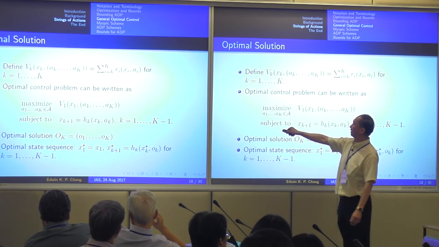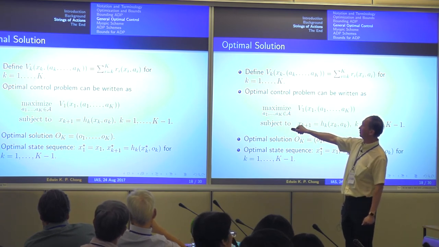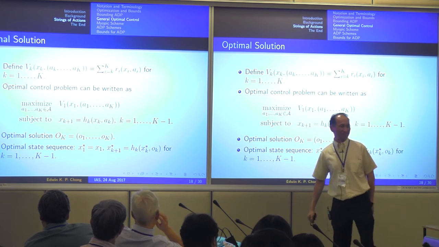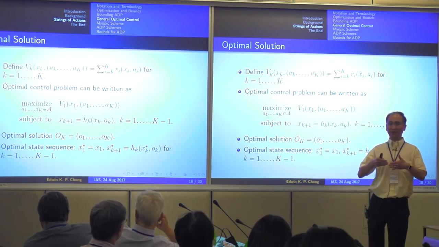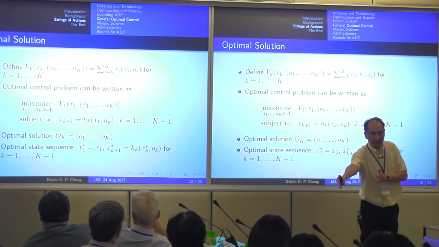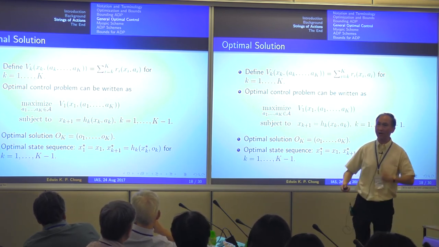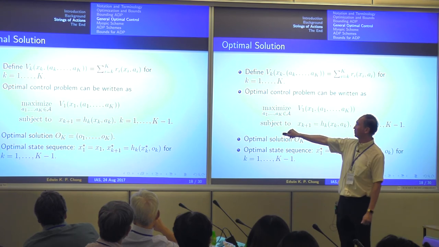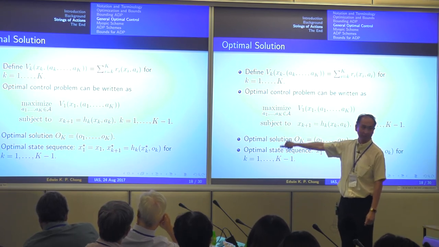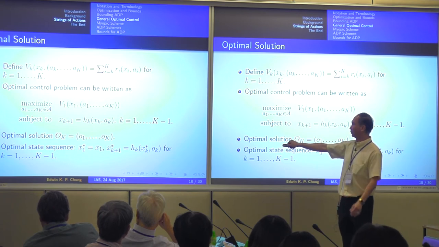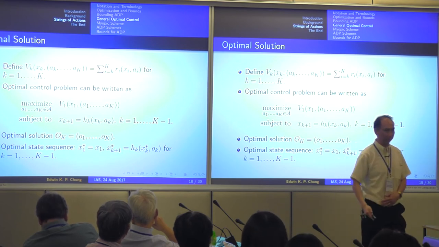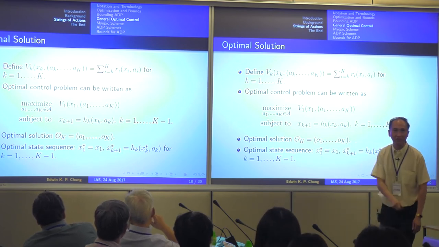Now, suppose I define a function V sub k, which is a function of state and string, as follows. It's essentially the value to go with respect to the string: the objective function that remains from k to the end of the horizon if you apply this string of actions starting at x_k. That's V_k. So you can rewrite the optimal control problem this way: maximize V_1 starting at x_1 over the whole string, subject to this constraint. The optimal solution, let's call that O sub k, and of course you need an optimal state sequence associated with that optimal string. Let's put stars for that sequence.